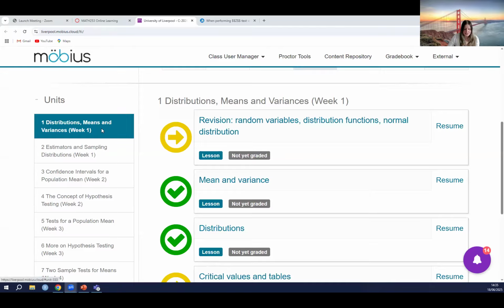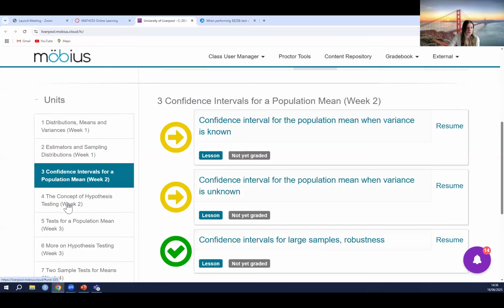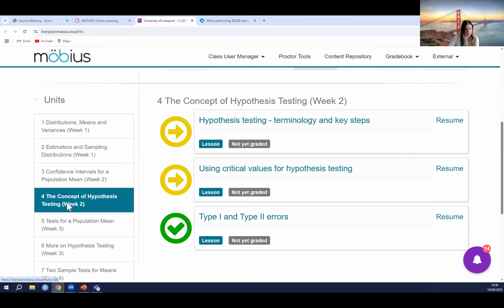You can see that we have different units here on the left, and we can navigate between different units. With every unit, there is a number of weeks in brackets, that is the week at which the students should study the material. So the first 2 chapters should be studied in week 1, then chapters 3 and 4 in week 2, and so on.